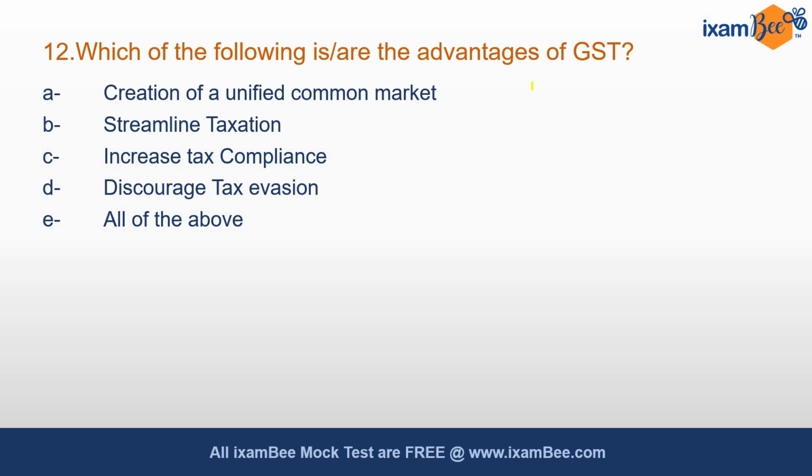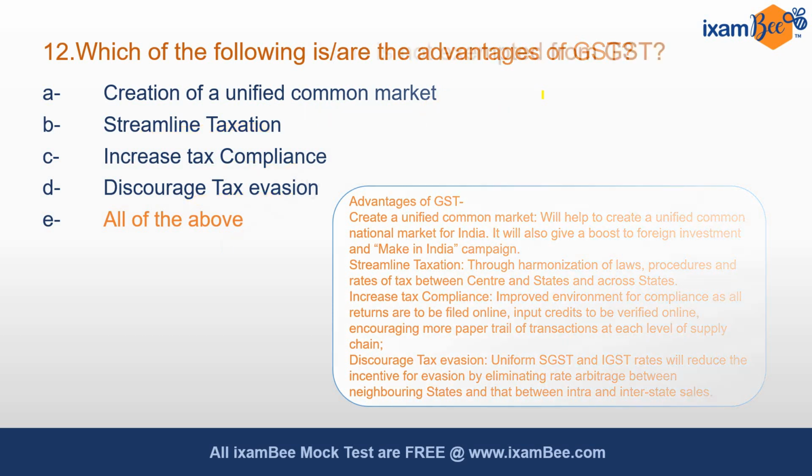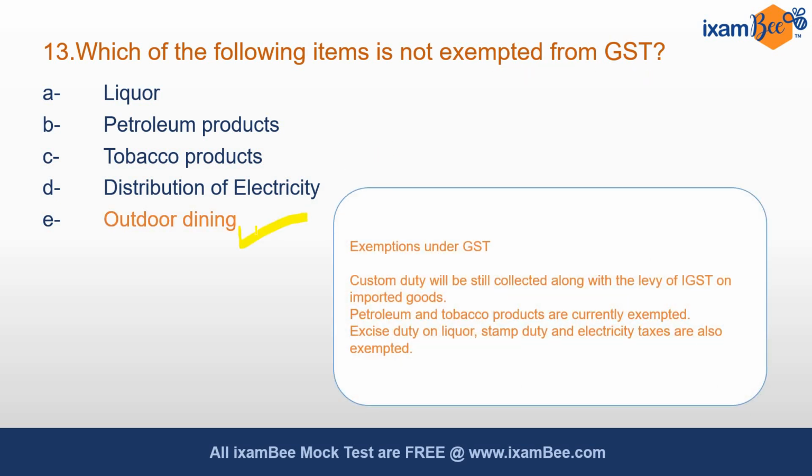Which of the following is or are the advantages of GST? Yes, all of the above are advantages of GST. Creation of unified common market, streamlining taxation process, increase tax compliance, discourage tax evasion. These are the advantages of GST. Which of the following items is not exempted from GST? Of course, outdoor dining. We know probably 18% is the GST for outdoor dining. Liquor, petroleum products, tobacco products and distribution of electricity, these are the exempted section from GST.